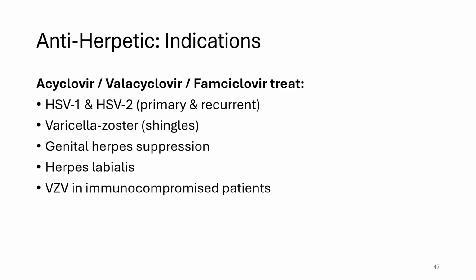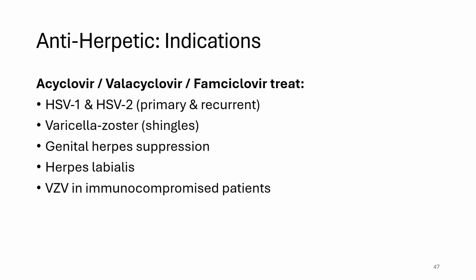Okay, what are we actually using these anti-herpetic medications for? Again, main agents are acyclovir, valacyclovir, and famciclovir. First, these drugs are used for HSV1 and HSV2, both primary infections and recurrent outbreaks. So that includes oral and genital herpes. These can also be used against varicella-zoster virus, which is shingles. Early treatment is key here to reduce the severity and the risk of post-herpetic neuralgia.